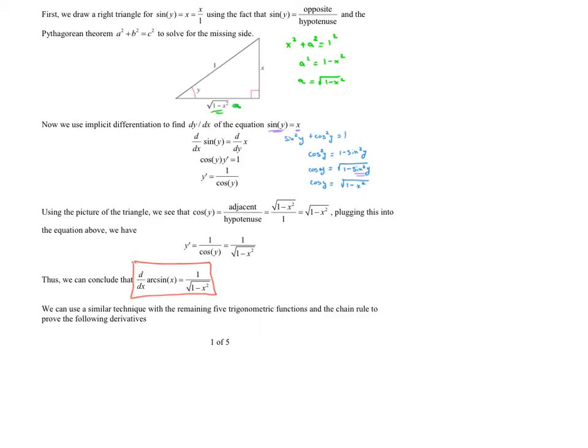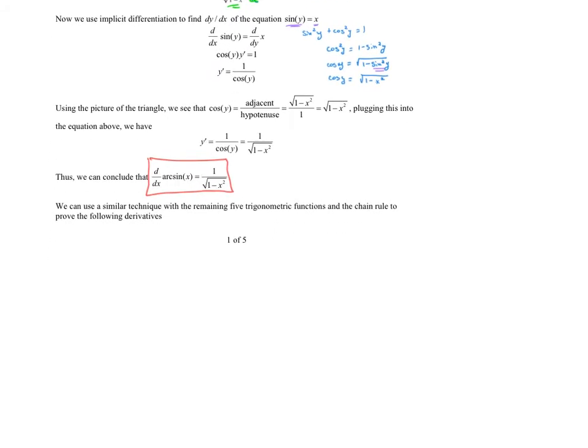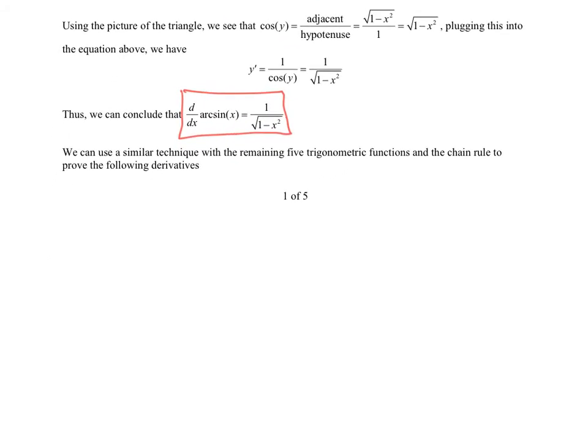So it says we can use similar techniques with the remaining 5 trigonometric functions and the chain rule to prove the following derivatives. Well, I know if I don't do it with you, you're not going to do it. So I'm going to do another one with you. Let's say we wanted to find the derivative. So let's say we have y equals the arc cosine of x. In other words, we want to find the derivative of the arc cosine of x.